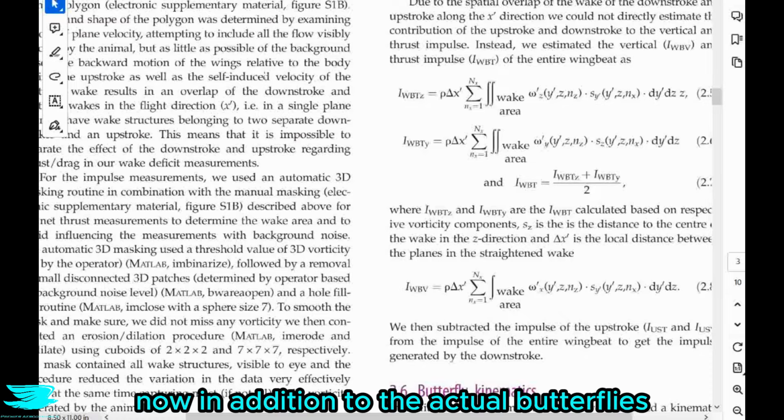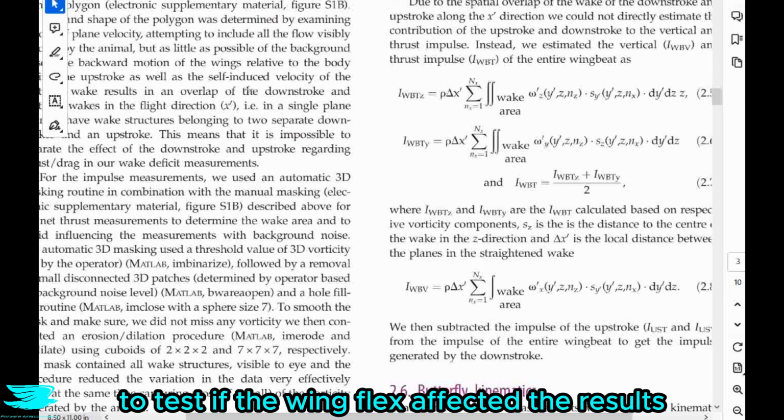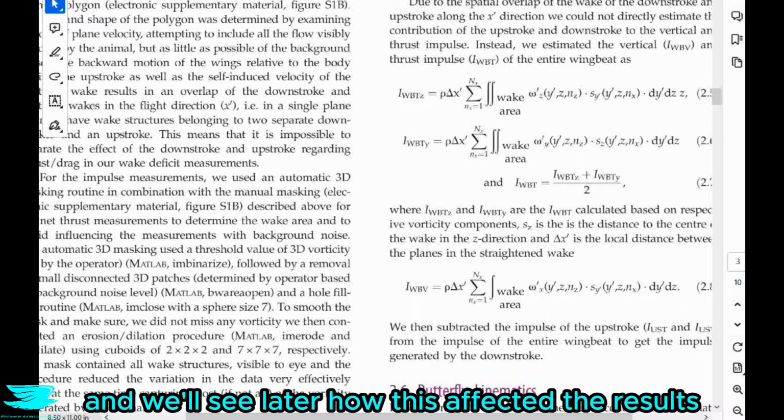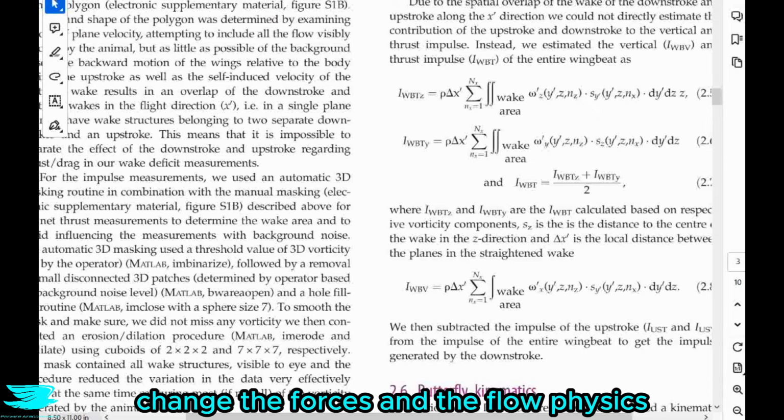Now, in addition to the actual butterflies, the researchers also made a mechanism called a clapper, a mechanical clapper, to test if the wing flex affected the results, and if so, how. So they had rigid wings and flexible wings to clap through this mechanism, and we'll see later how this affected the results, to see if the actual flex of the wings changed the forces and the flow physics.